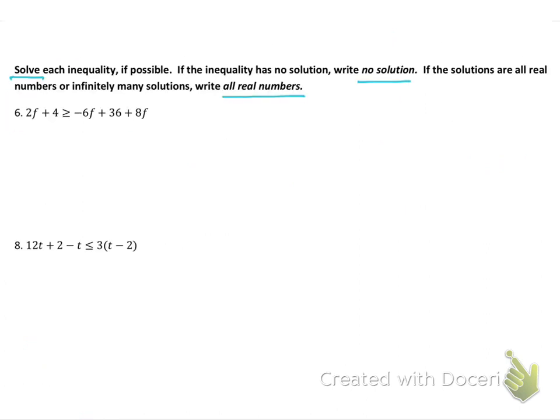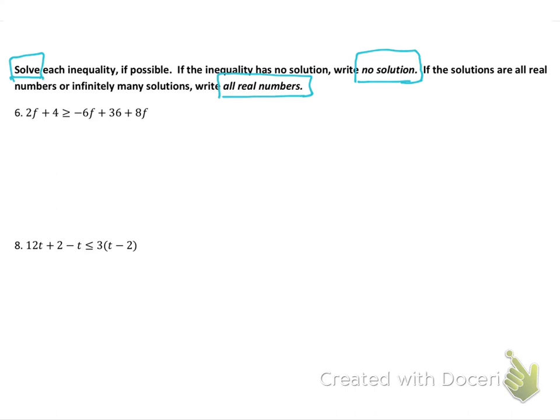All right, so this one says we're solving each inequality if possible. If the inequality has no solution, write no solution. If the solutions are all real numbers or infinitely many solutions, write all real numbers. So there's 3 things you could do. You could solve for it. There also could be a situation where it doesn't make sense, and that would be a no solution. And then also another situation where it'd be all possible real numbers.